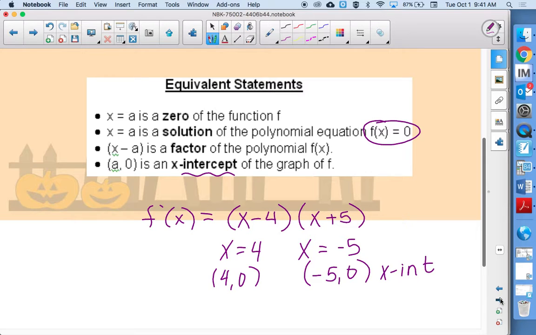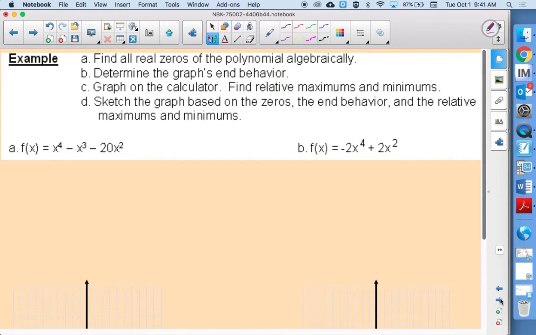So we are going to do just the first part of the bottom questions. And that first part says find all the real zeros of the polynomial algebraically. Tomorrow we're going to talk about the end behavior, graphing it, getting a maximum in, trying to sketch as much as we can without using the calculator, and then we're going to be forced to use the calculator a little bit. So if I have this function x to the 4th minus x cubed minus 20x squared, and you're asked to find a 0, that means I'm solving this when f of x is equal to 0, or my y is equal to 0. How would you solve this? How would you find x?